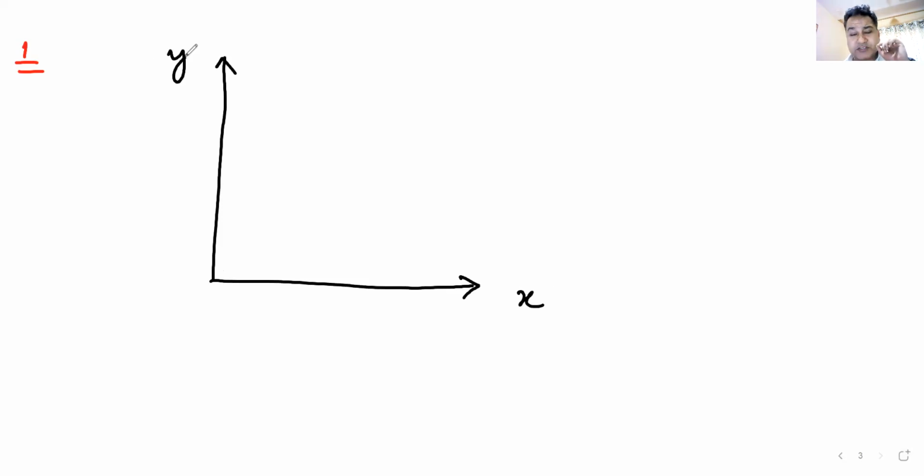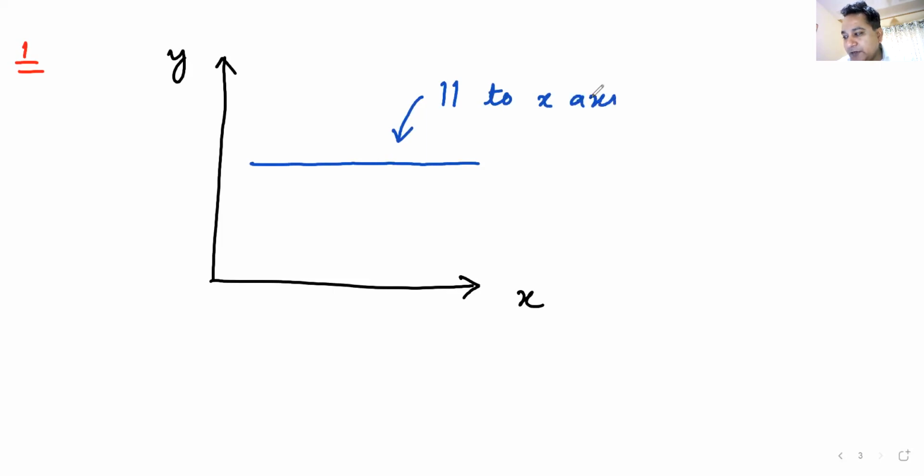Let me draw this. And I hope that you are drawing it with me. This is my x, independent variable. This is my y, which is dependent variable. Now I'm going to draw a straight line and you're going to tell me about the slope of the line. And that line goes like this, which is definitely parallel to x-axis. Now my simple question is, what is the slope of this line?